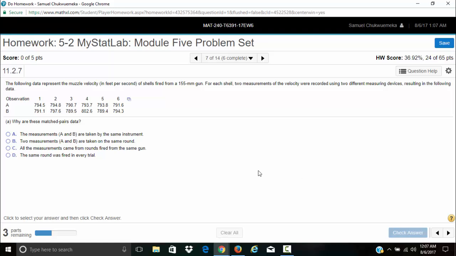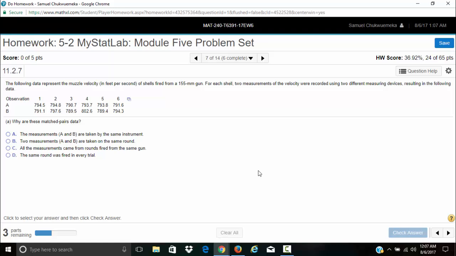Question 7. The following data represent the muzzle velocity in feet per second of shells fired from a 155mm gun. For each shell, 2 measurements of the velocity were recorded using 2 different measuring devices, resulting in the following data. So you've seen the data there.